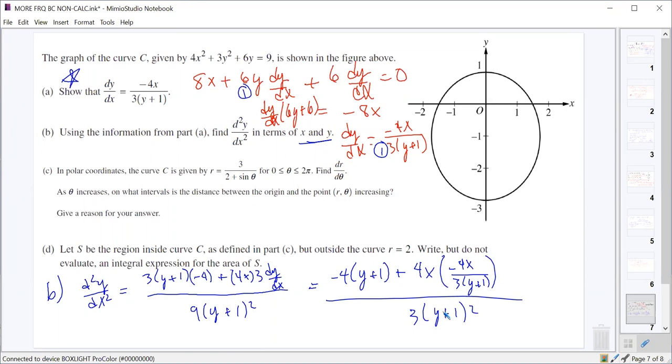If I look at their scoring guidelines, this is actually more simplified than what they left as their answer in the scoring guidelines. So this is good. That was worth 2 points: 1 for correctly using the quotient rule and 1 for the answer. I think A and B there should have been pretty easy, 4 points.